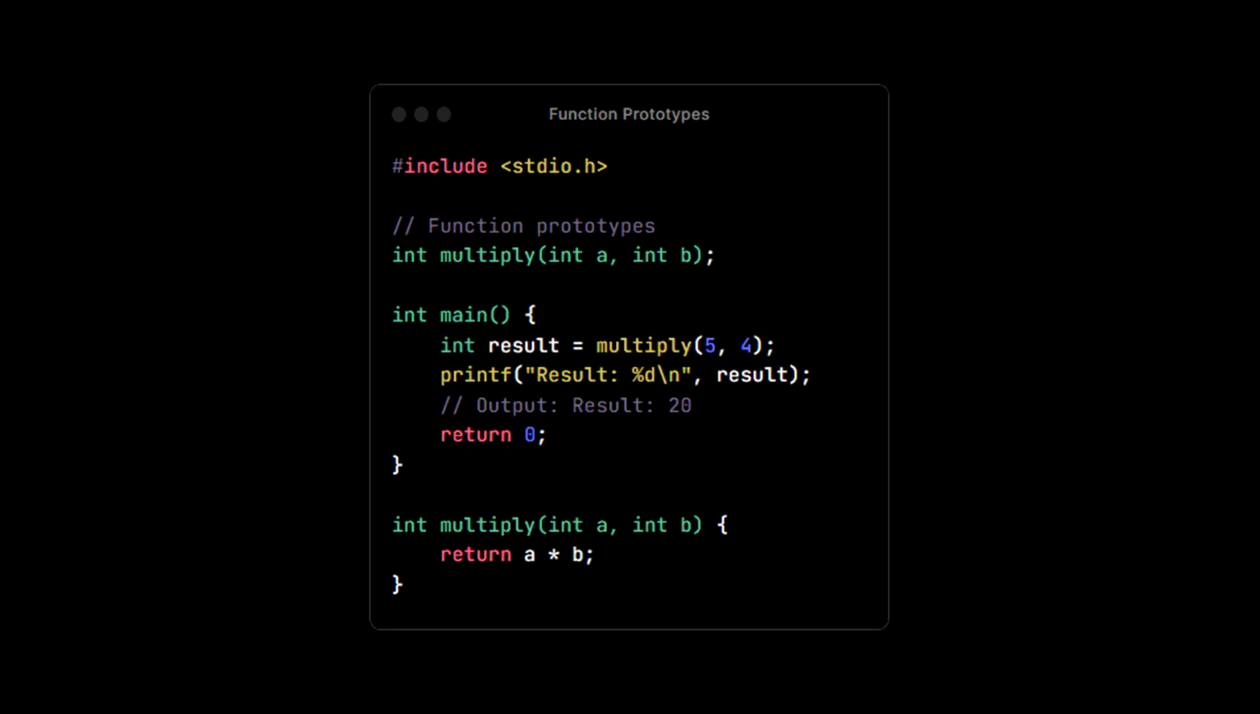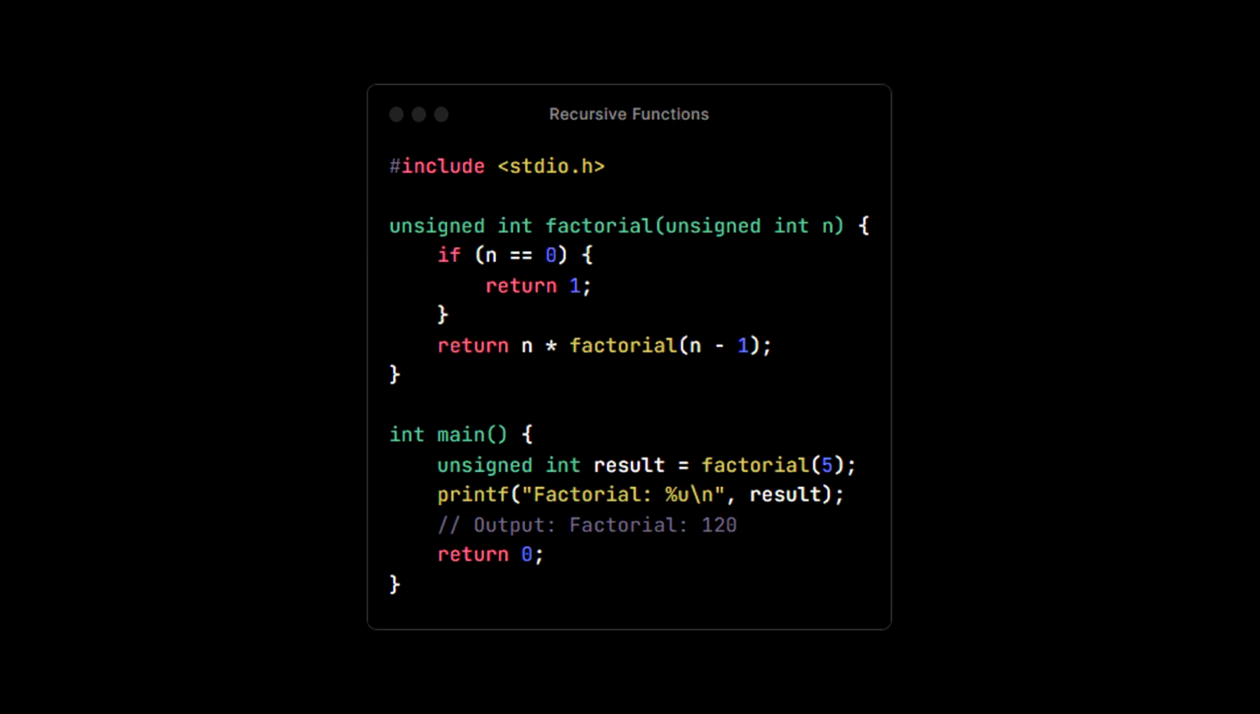Function prototypes. In larger programs, function prototypes are used to declare functions before they are defined. Prototypes provide information about the function's return type, name, and parameters, allowing the compiler to perform proper type checking. Here's an example.